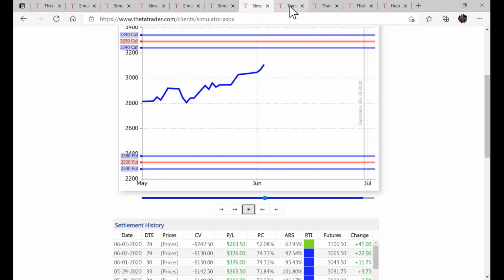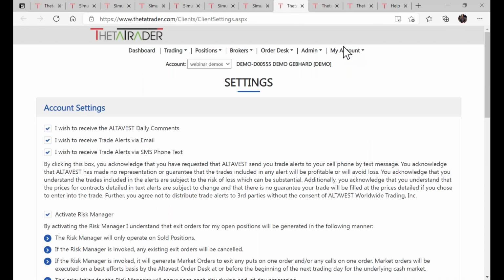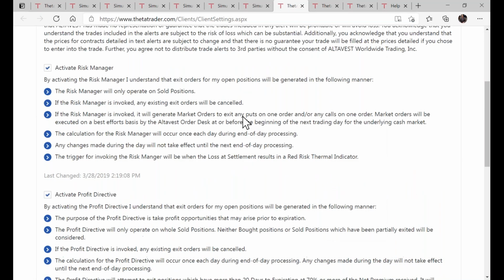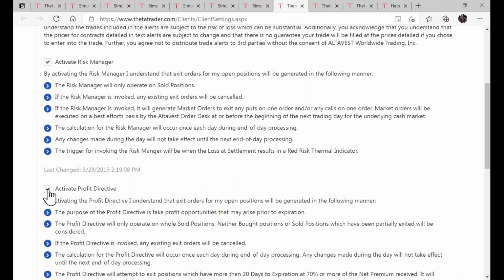And now let me show you how to do this right here under my account, your settings. You click settings and you go to your account settings, and this is how you activate the risk manager and the profit directive, so that everything's automated at that point. ThetaTrader is tracking those condors and dragonflies, and when they turn red or blue, if you activate these, then you don't have to monitor it, screen watch, or babysit your trades. ThetaTrader will automatically process those orders and place them for you.